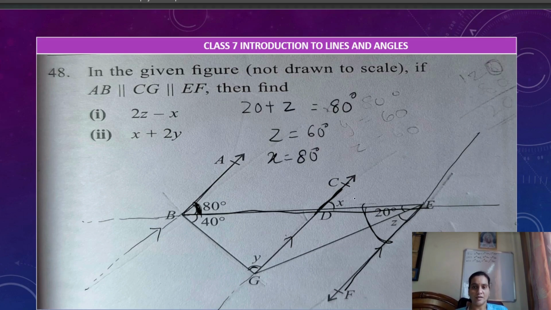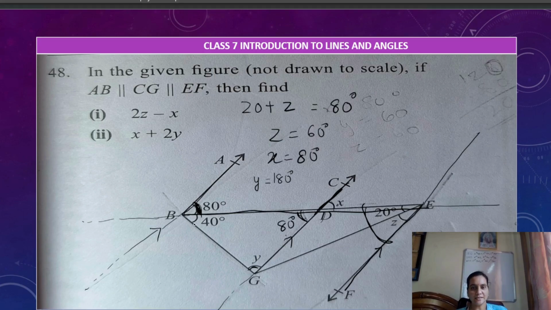Good enough. Now this x is vertically opposite to this angle here, right? Because these two lines are intersecting at point D. So this is also x, which means this is also equal to 80 degree. So 40 plus 80 is 120. A triangle is formed here. So 180 minus 40 plus 80. How much will it be? That will be the value of y. Y will be equal to 180 minus 40 plus 80.